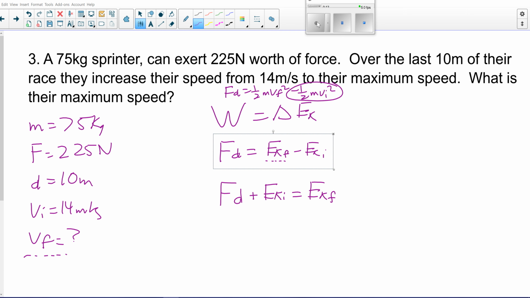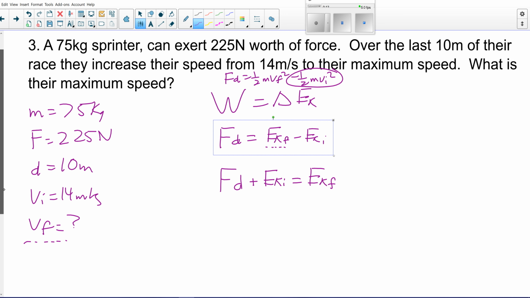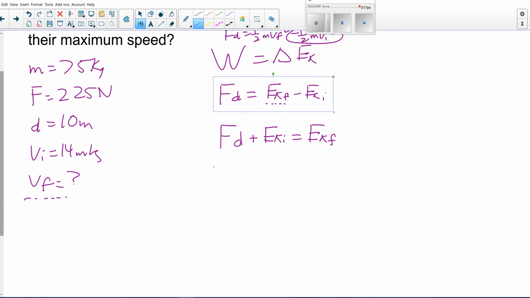Okay, let's have a look at the rest of this. Now that I've got this set up, I want to expand it out a little bit more by putting in the formulas for everything. So I'm going to have force times distance plus 1/2 m vi squared equals 1/2 m vf squared. Now what I'm looking for is vf.